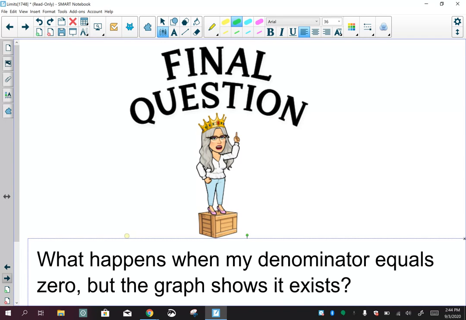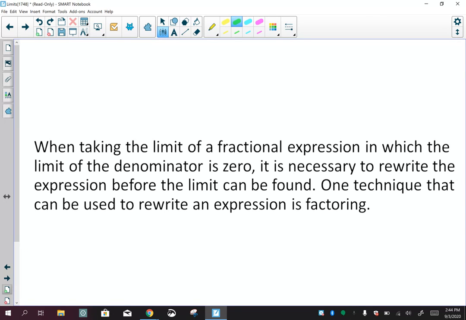Final question here. What happens when my denominator equals 0, but the graph shows that it exists? When I say the graph shows it exists, that means if you're looking at your calculator, you have a hole. So what happens when you have a hole? What happens when your denominator goes to 0? What do you do? Well, one of the things you can possibly do is see if you can factor it out. There is another way that we'll learn later on in the school year, but for right now, you don't have to worry about that one. So your go-to for right now is, can I factor this?